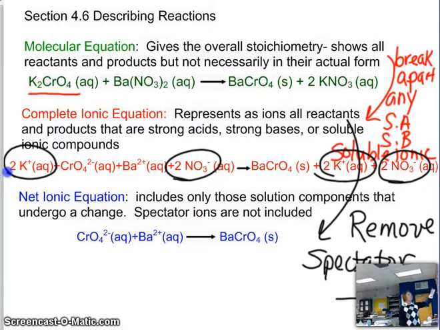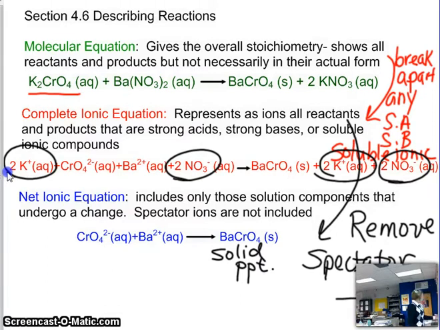So you get rid of that, and then what you can see left is the net ionic equation, which represents the only thing that is actually changing in the course of a reaction. So chromate ions are combining with barium ions to make barium chromate, which is your solid precipitate.